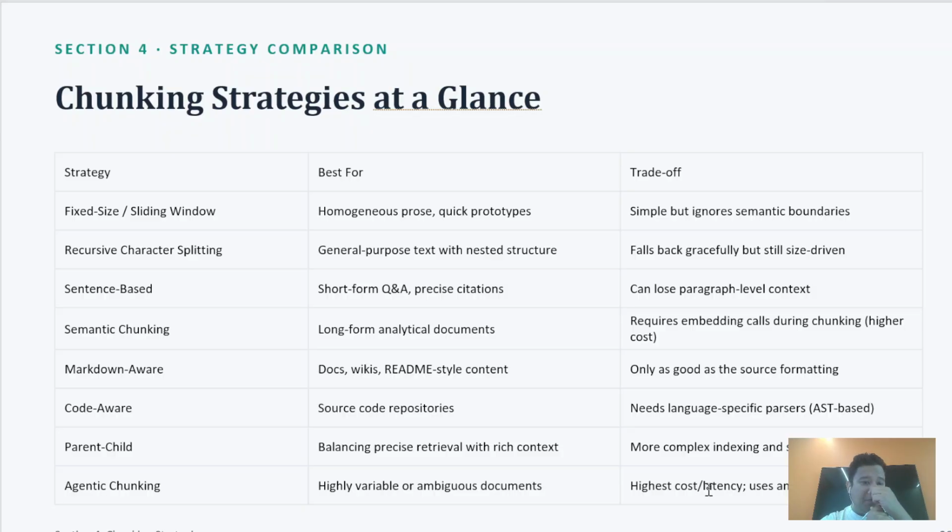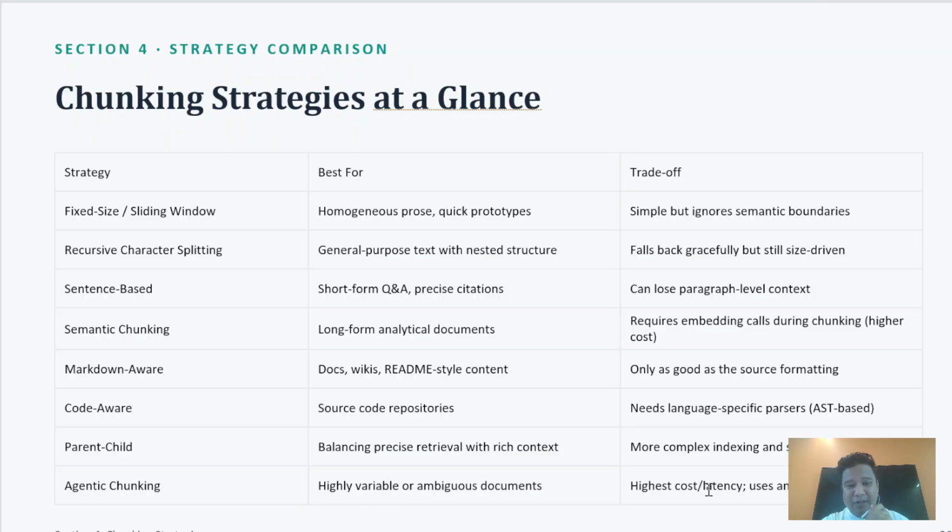higher cost. You have the markdown aware, which is docs, wikis, readme style content that is only as good as the source formatting, and you have the code aware, which is basically for source code repositories and needs language specific parsers like AST based. You have parent child, which balances precise retrieval with rich context, but has more complex indexing and storage. And you have agentic chunking.